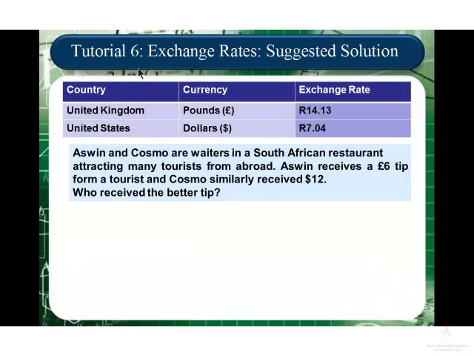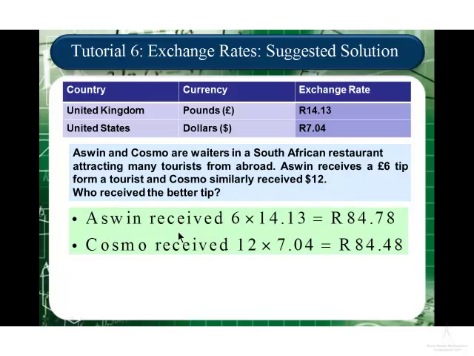Let's have a look at the solution for the problem in tutorial 6. Now, from this problem, we need to compare the rand values of the tips that were received by the 2 waiters, Ashwin and Cosmo. In this case, Ashwin received £6, which, if we express it in rand terms, must be multiplied by 14.13, that is the exchange rate, as we have seen before. So Ashwin received a total of 84 rand and 78 cents.